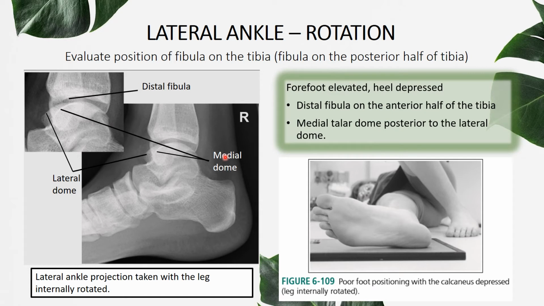How do we know whether the dome is medial or lateral? Actually, the lateral dome is quite close to the fibula. So the lateral dome follows the fibula: when the fibula is projected anteriorly, the lateral dome is also projected anteriorly. That is how you know which one is the medial and which is the lateral dome.